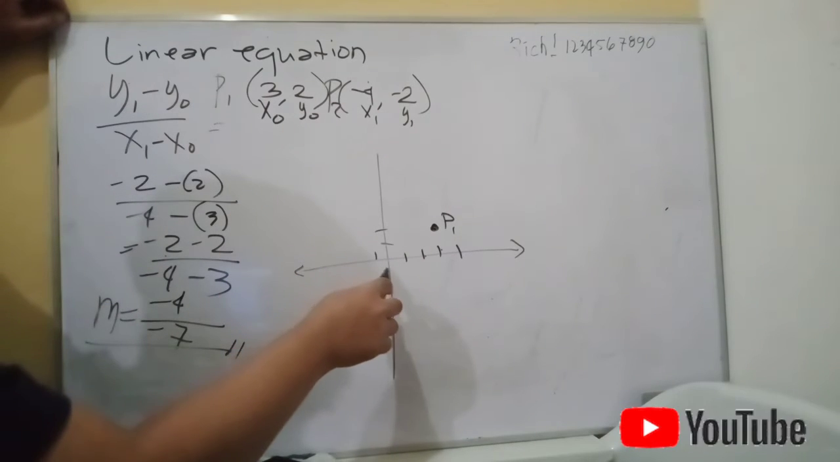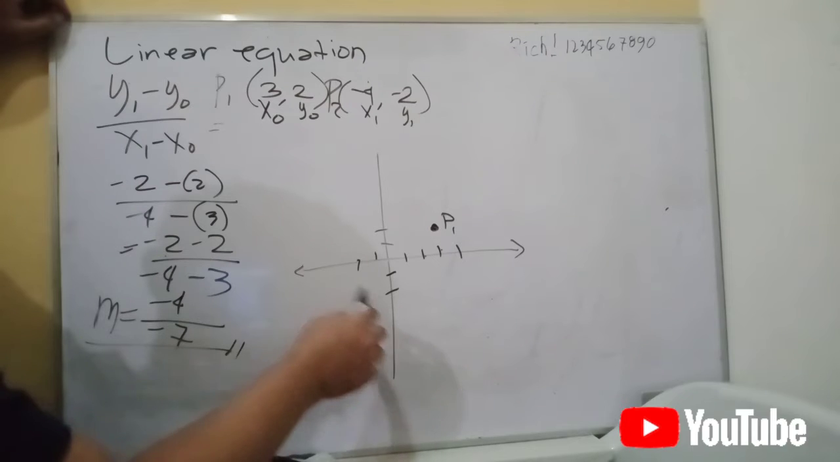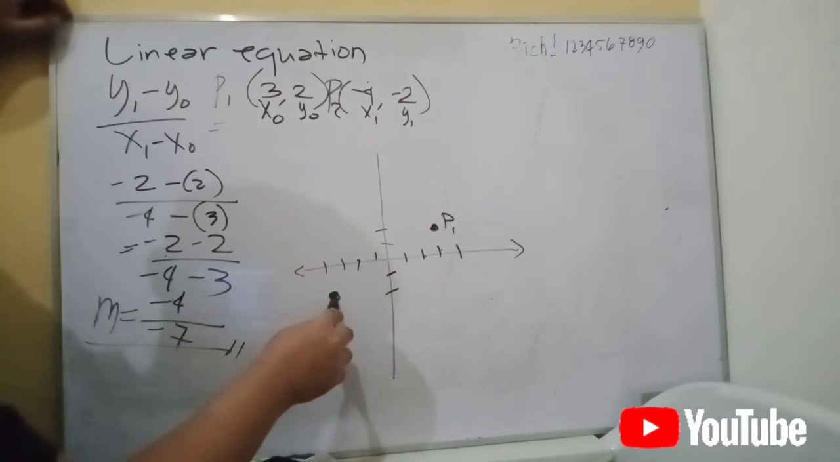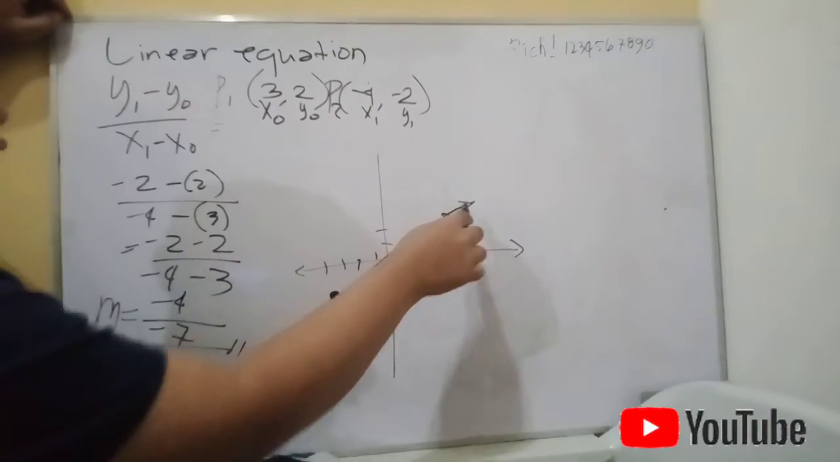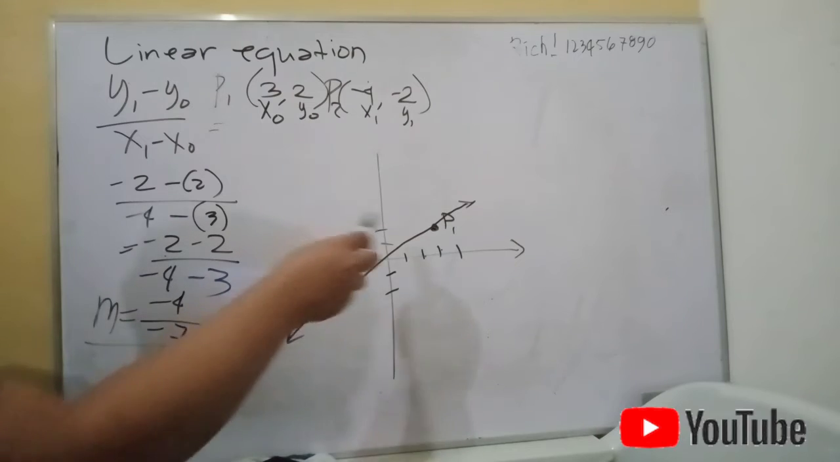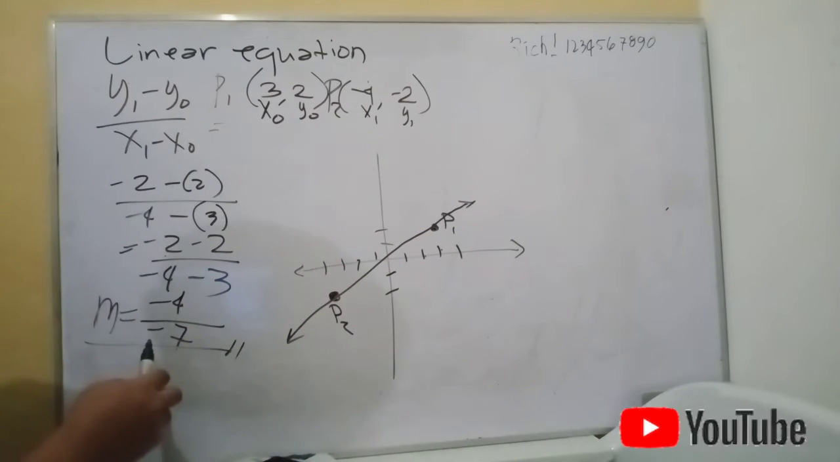That is, okay, so that's negative 4 and negative 2. Okay, so balik dito. If we connect the line, right, something like that. Okay, so bilangin natin starting from P1, this is P2. Alright, so negative 4 and negative 7.